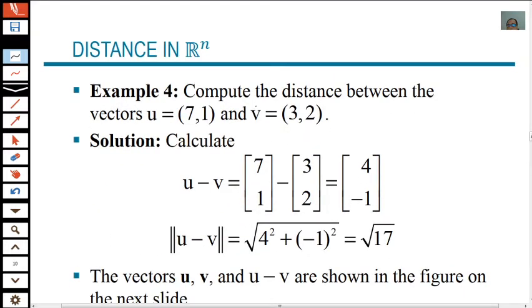Compute the distance between the vectors (7, 1) and (3, 2). First we take the subtraction of them. The components become 4 and minus 1, and the length will be the square root of 4 squared plus (minus 1) squared, which is the square root of 17. Okay, 17.